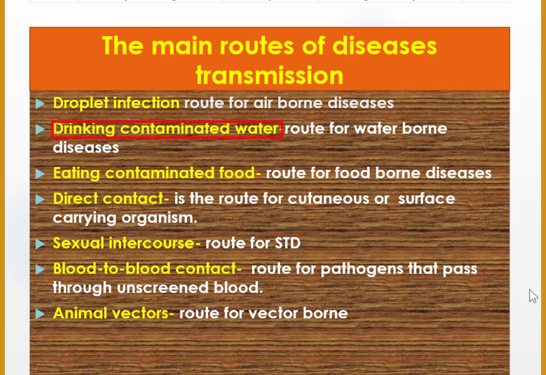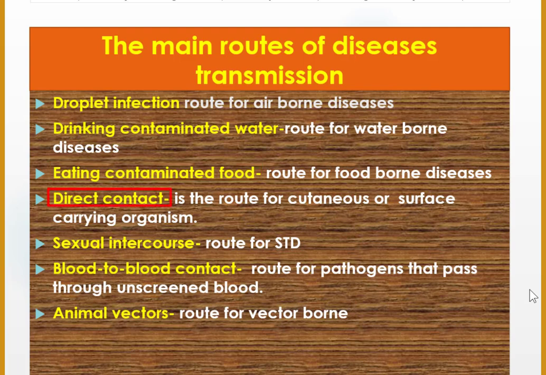The second route of disease transmission is drinking contaminated water. This is the mechanism in which waterborne disease passes to a healthy host. Causative agents for cholera and typhoid fever mostly pass through this route. The third route of transmission is eating contaminated food. This is the way that foodborne diseases pass to healthy hosts. Salmonella typhi, typhoid fever, listeriosis, and botulism are mostly transmitted through this route.